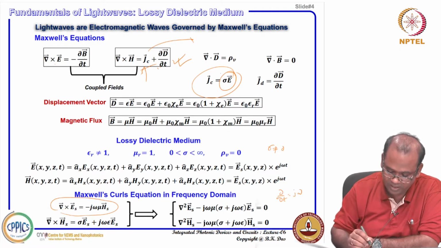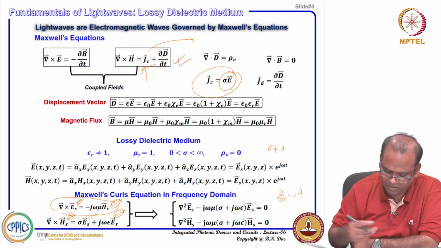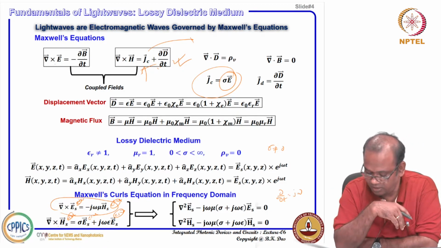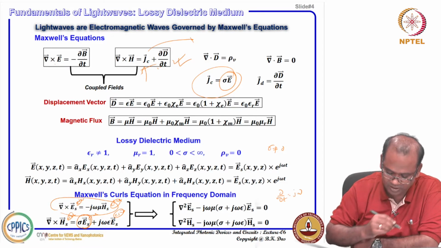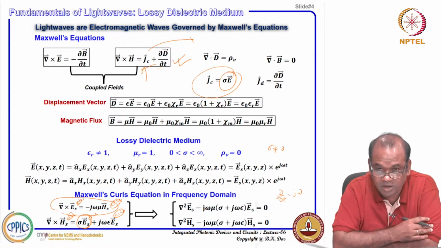And the e to the power j omega t term, you can write here e to the power j omega t, here also e to the power j omega t, here also, here also, here e to the power j omega t, they can cancel. So, I get only the frequency domain. The time dependent part can be cancelled, leaving only the space dependent solution. The only thing is that sigma non-zero brings a new parameter, a new term we are getting there.